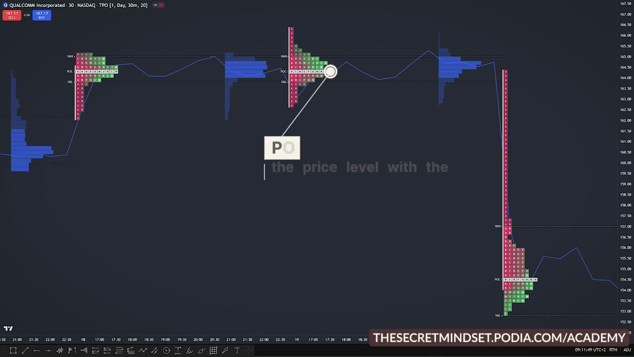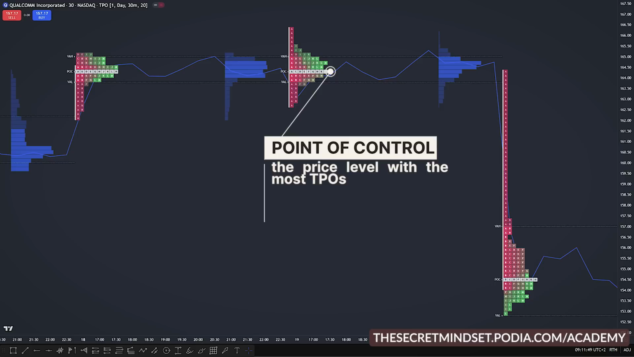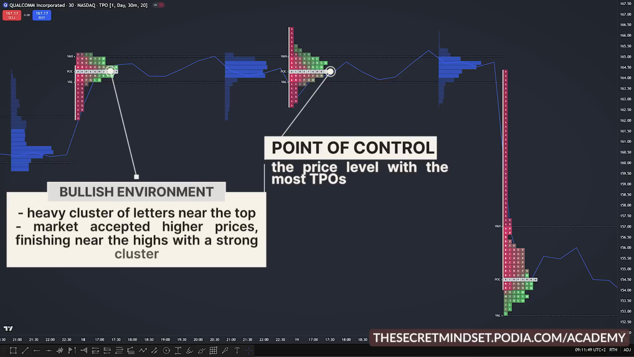The middle area often becomes the point of control, referencing the price level with the most TPOs. In many sessions, the distribution might not be symmetrical. It could skew higher, or it might skew lower. That tilt can show that either buyers or sellers took control for much of the session.